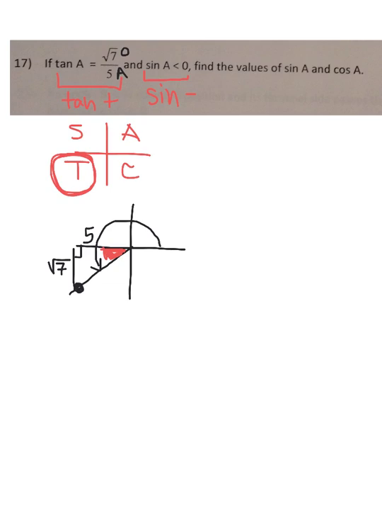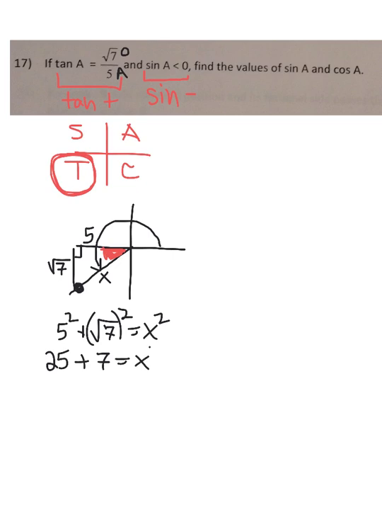Okay, and just like the last one, I can find the missing side, which in this case is the hypotenuse, if I do the Pythagorean theorem. So I'm going to do 5 squared plus radical 7 squared equals x squared. So that's going to give me 25 plus 7 equals x squared. That's 32 equals x squared. So x is the square root of 32. I'm going to break down that square root of 32. So I know that there's a perfect square in there, and that would be 16 and 2, right?